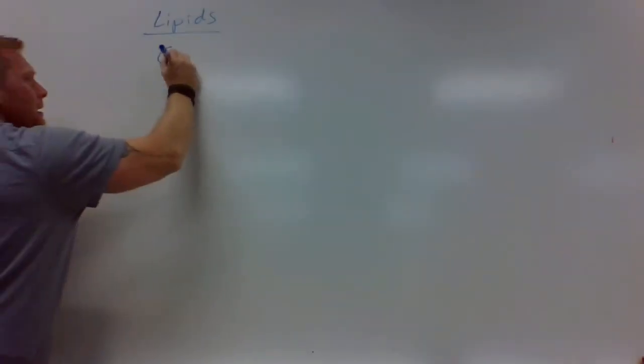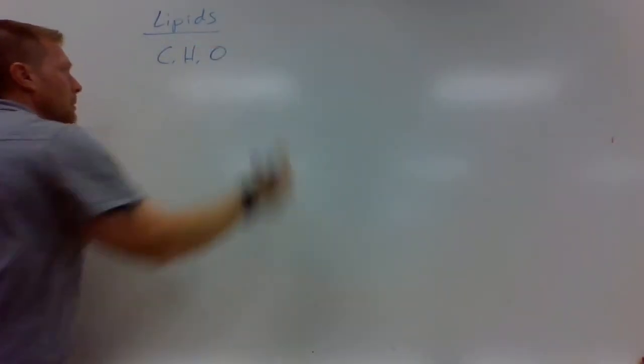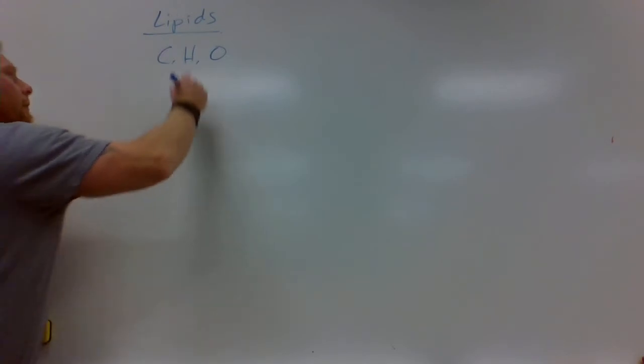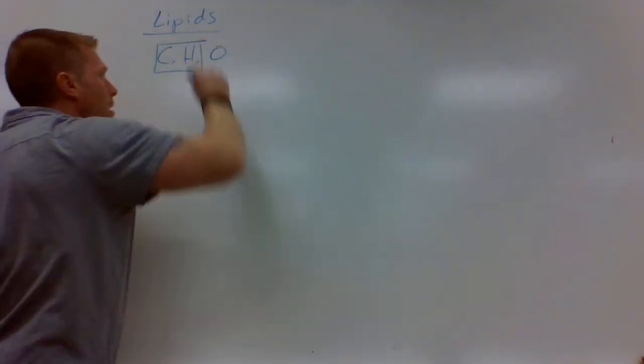All right, lipids. Lipids are also made up of C, H, and O. So they're made up of the same atoms that carbs are. How can you tell a difference between a carb and a lipid? Lipids have a very high ratio of carbon and hydrogen. They have a lot of C and H, and they have very little O.